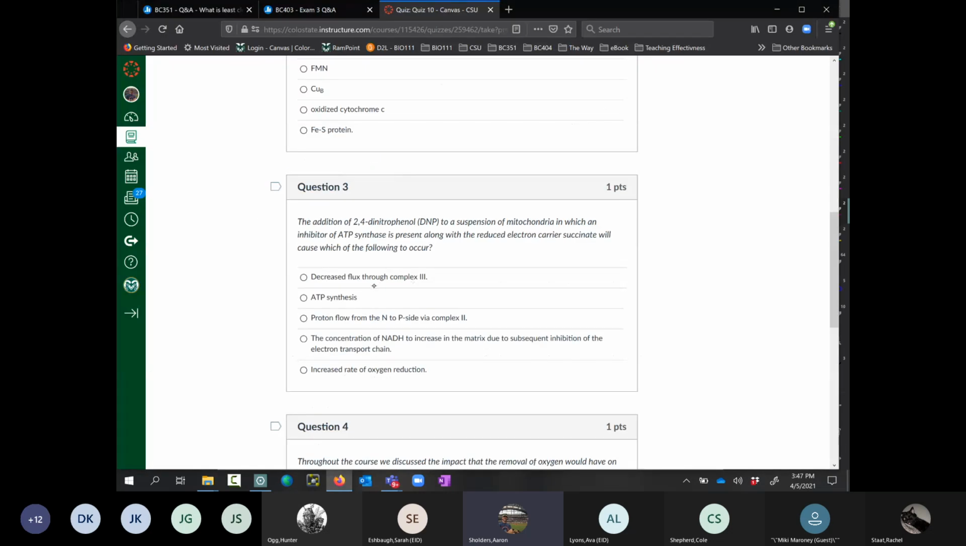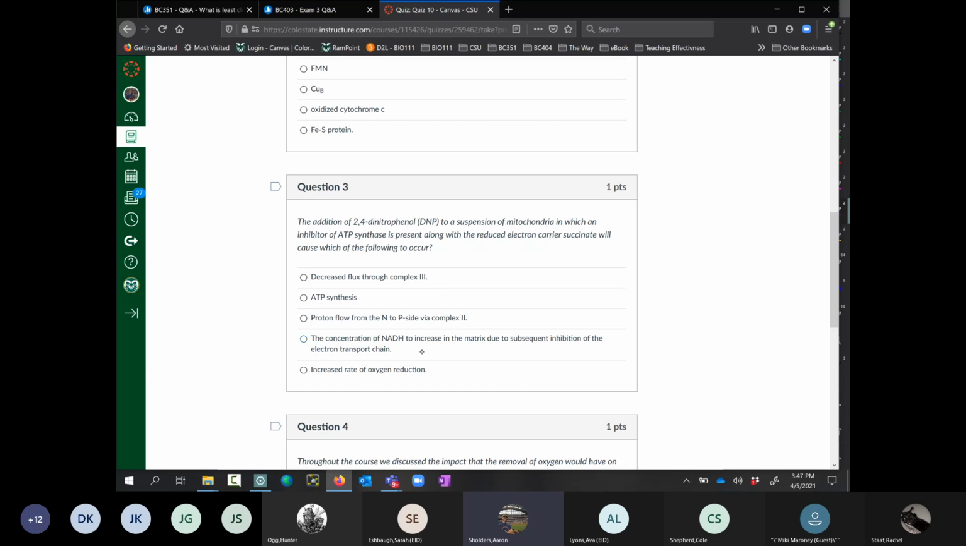So let's look at this. Decreased flux through complex 3. Actually, there would be increased flux through complex 3 because all of a sudden you'd uncouple them. So that's not right. ATP synthesis would not happen because we've inhibited ATP synthase. Proton flow from N to P side via complex 2, certainly not. DNP does not induce all of a sudden magically complex 2 to move protons across the inner membrane.